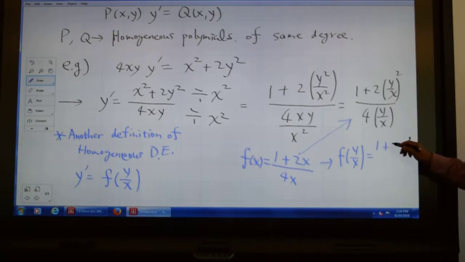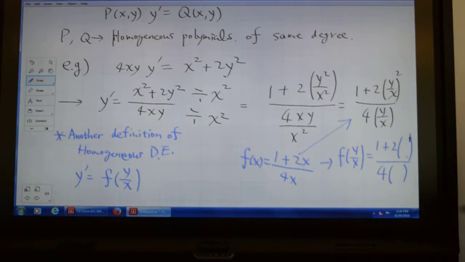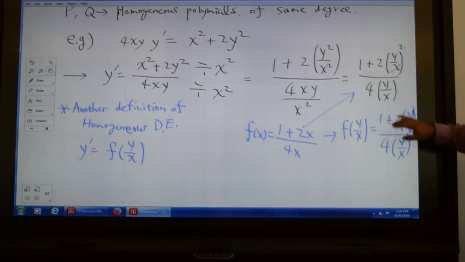Right, 1 plus 2 times 4. See, what I'm doing is I'm copying this definition over here. And what goes in here and there if I put y over x here? Y over the x value. Okay, so you see that this right side can be thought of as a function of y over x, right?